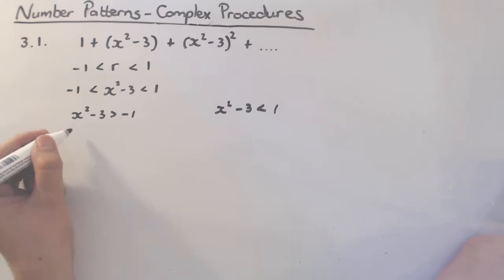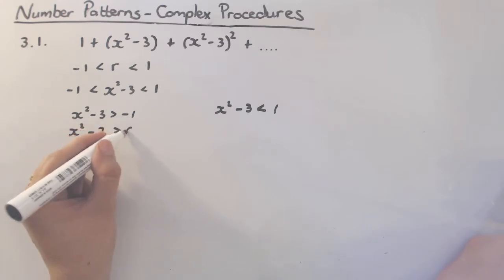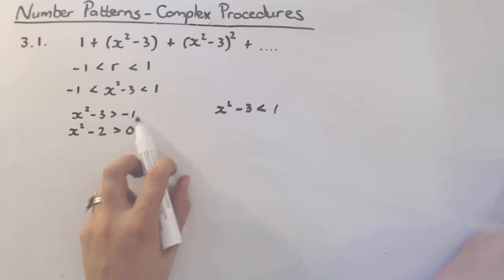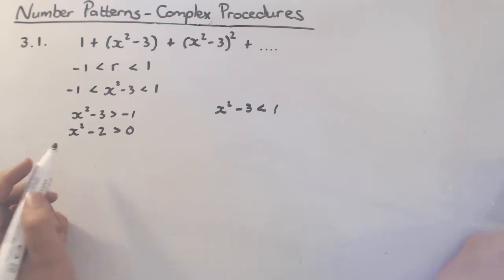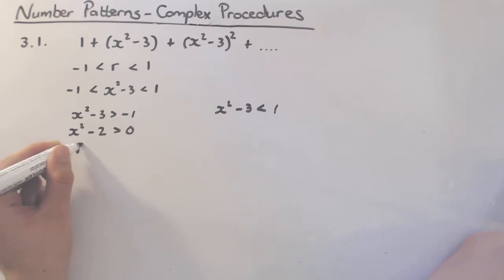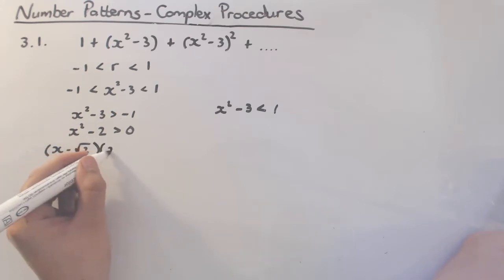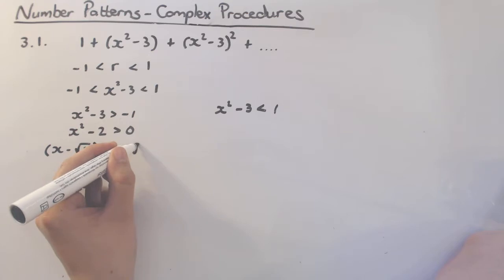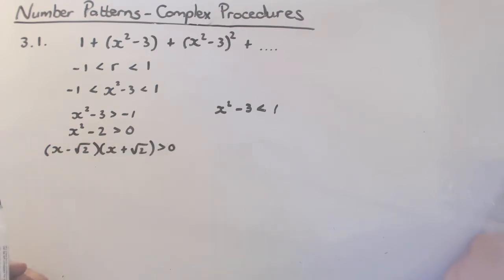For this side, I've got x squared minus 2 is bigger than 0. So I just took over the -1. -3 plus 1 is -2. And then this is difference of squares. 2 is not a perfect square, but I'm just going to force it a little bit by making the root of 2 like that. So x minus root 2, x plus root 2 must be bigger than 0.